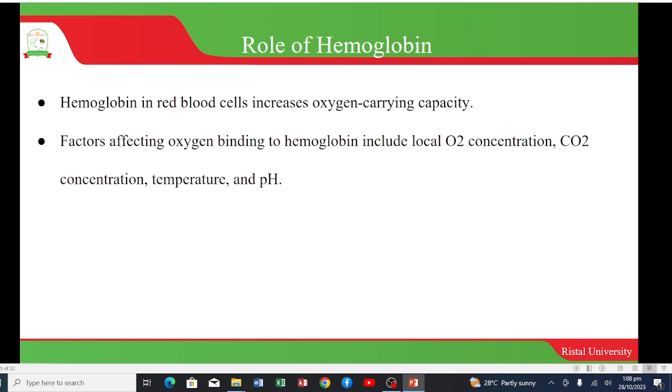The role of hemoglobin. Hemoglobin in the red blood cells increases oxygen carrying capacity. And there are a lot of factors that may affect oxygen binding to hemoglobin. And this may include local oxygen concentration, the carbon dioxide concentration, the temperature, and the pH.